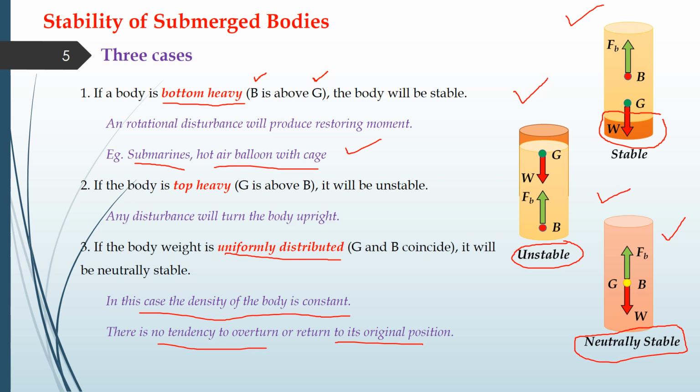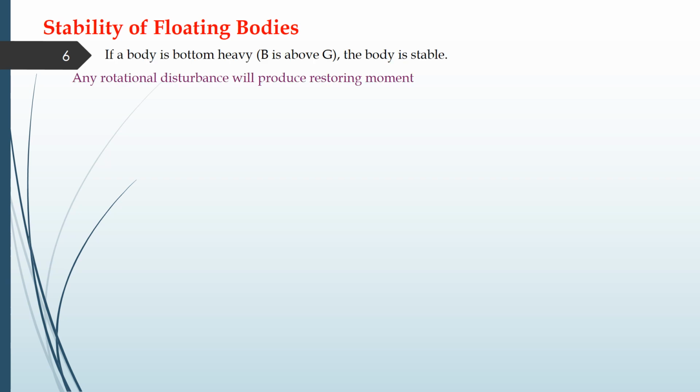Next, we will take into consideration the cases of floating bodies. Very important. In that case, I have taken another body, again, wherein I have shown the liquid surface because it's a case of a floating body. If the body is bottom heavy, which means B is above G, and the weight over here is more in comparison to the above, then the body again will remain stable, as in the previous case. Any rotational disturbance will produce the restoring moment. So this case is similar to the case of submerged bodies.